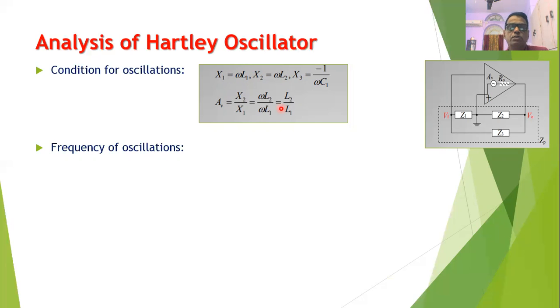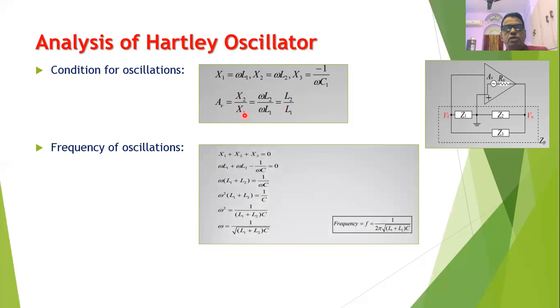So in the Hartley oscillator, while selecting L1 and L2, you have to see that this condition is satisfied. Now we can obtain the frequency of oscillations. The frequency of oscillations can be obtained by equating X1 plus X2 plus X3 to 0. That is, omega L1 plus omega L2 minus 1 upon omega C is equal to 0. Therefore omega times (L1 plus L2) is equal to 1 upon omega C, and so omega square times (L1 plus L2) is equal to 1 upon C. So omega square is equal to 1 upon (L1 plus L2) times C, or omega is equal to 1 upon the square root of (L1 plus L2) times C.